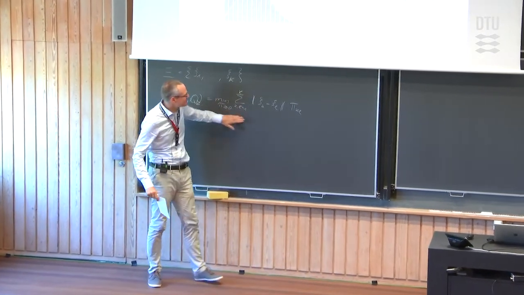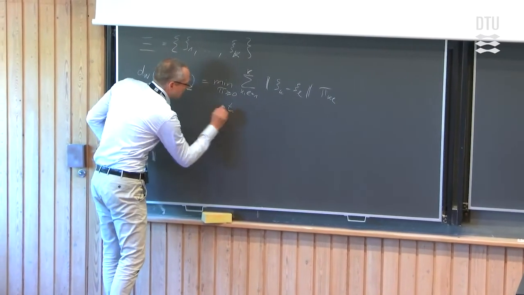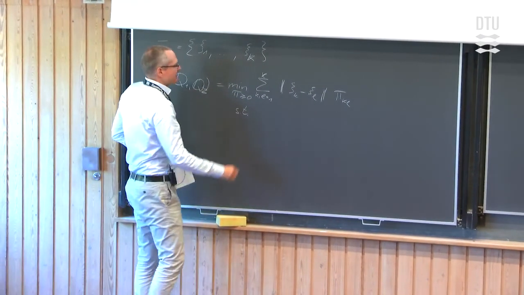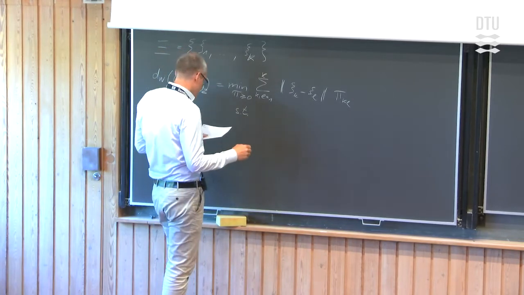And it assigns a probability to each pair of k and l. And the constraints are that the marginal distribution of the first xi needs to be equal to p.